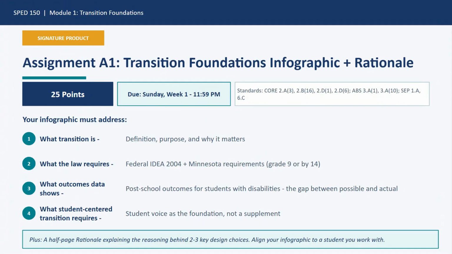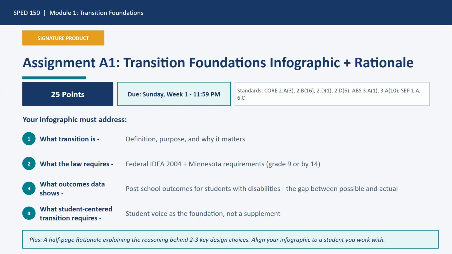One more thing, the syllabus asks you to align your infographic to a specific student you work with. That is not a throwaway prompt. It is the difference between producing a generic summary and actually connecting the material to a real child whose future is being shaped right now by how well you are planning.